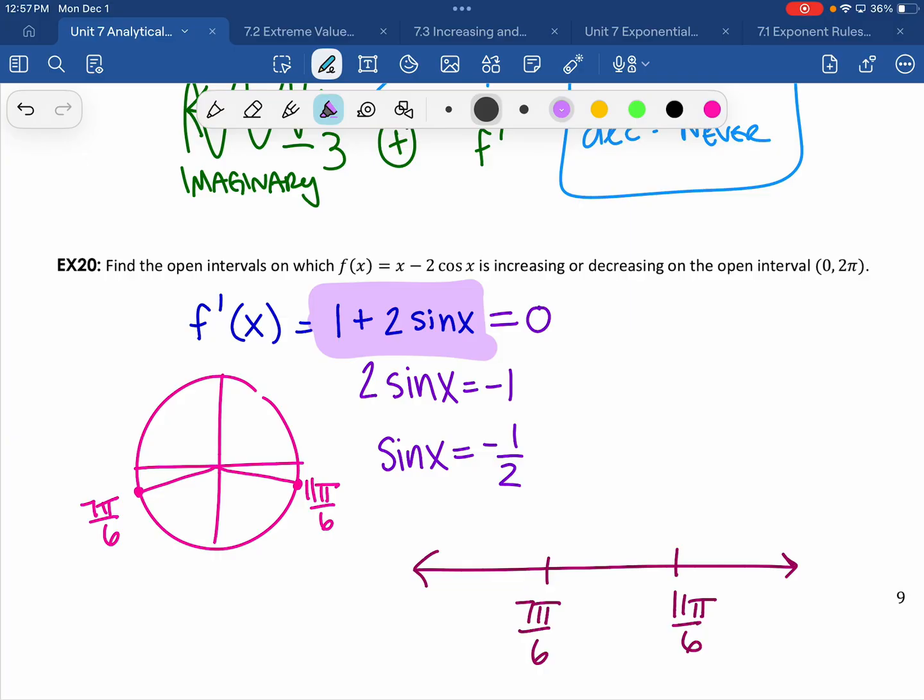So let's think of a number on the left side of 7 pi over 6. If you're talking about your unit circle right here, anything from 0 to 7 pi over 6 is going to be a number on the left side. What's special about these sine values? They're positive. So 1 plus a positive number? Positive.